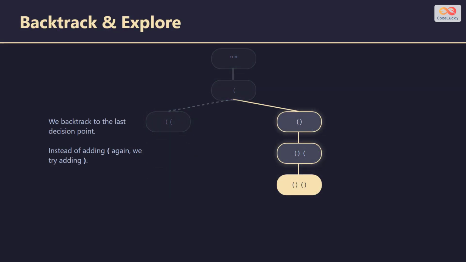Now the magic of backtracking comes in. After finding a solution, we go back up the tree to the previous decision point. Instead of adding that second open bracket immediately, we could have added a closing bracket first. This leads us down a different path. Open, close, open, close. This is how we find all unique solutions without repeating work.